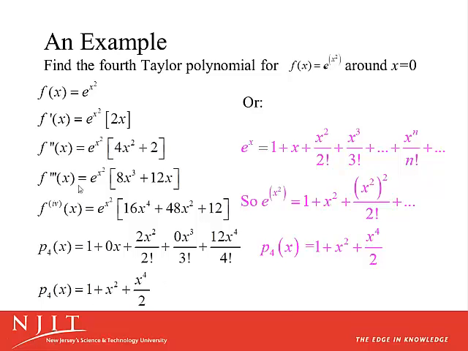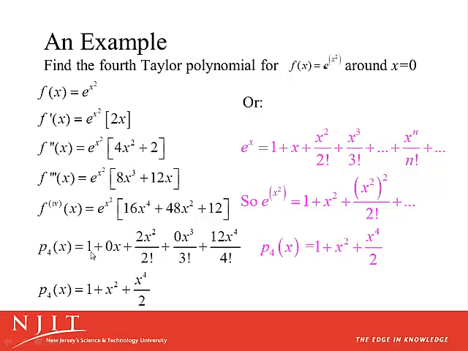Let's consider an example. Suppose we want to find the fourth Taylor polynomial, p sub 4 of x, for the function f of x equal e to the x squared, around x equals 0. Well, we could use the definition of the Taylor polynomial. Consider the function value, f of x is e to the x squared, then the first, second, third, and fourth derivatives. As we can see, that gets messier and messier as we move along. We would plug x equals 0 into each of these and plug into the formula for the Taylor series.